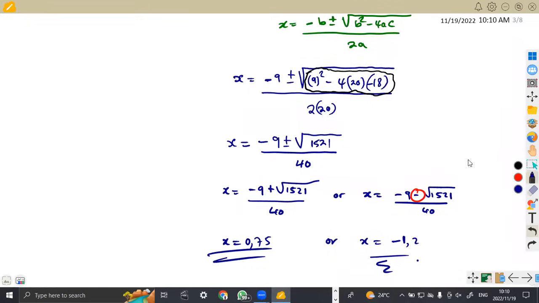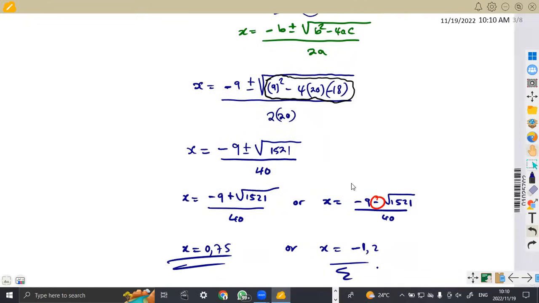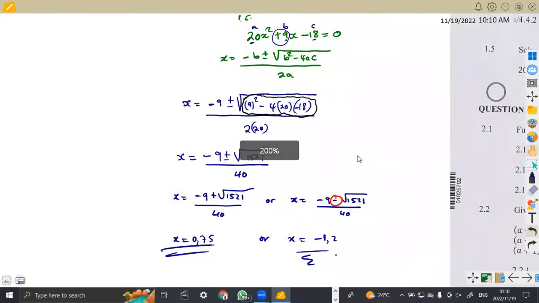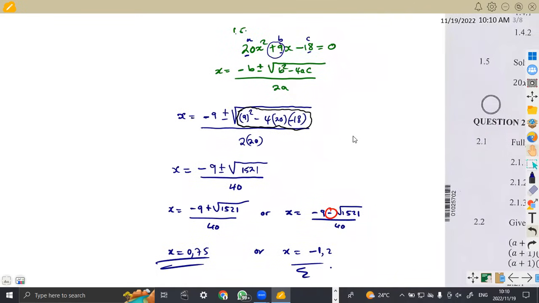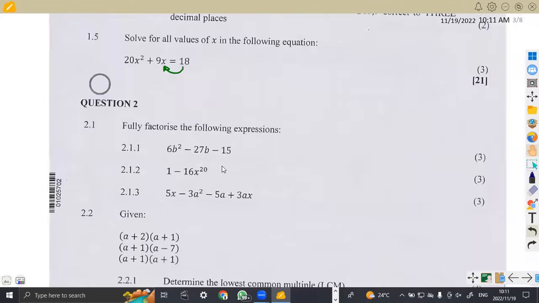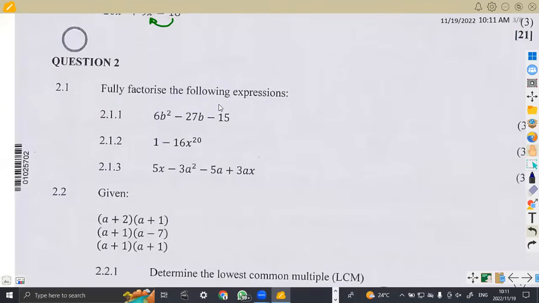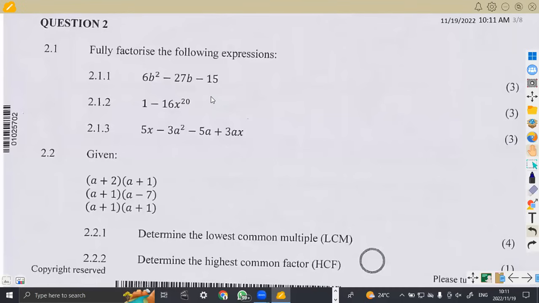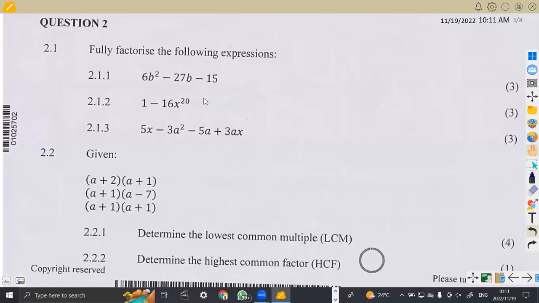So like I said, guys, it depends on the formula or the method that you're going to use. You could have used the factorization method, still you're going to win, or we just focus on the quadratic formula. Okay, 2.11 from question 2, fully factorize the following expressions. Okay, so let's start with the first one.